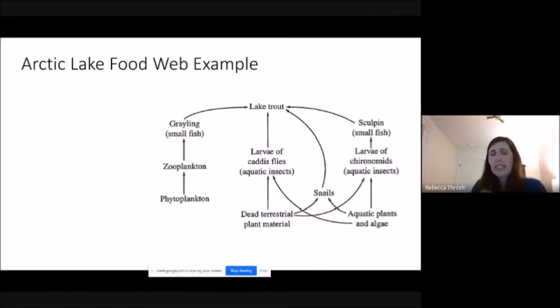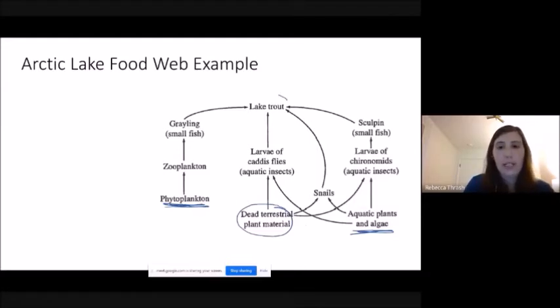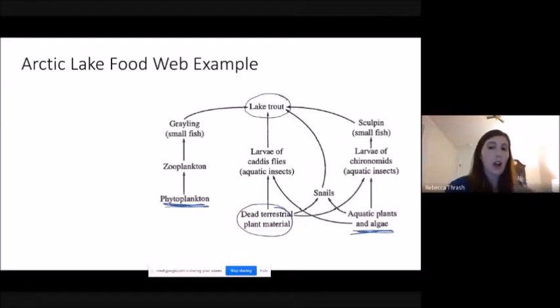So let's take a look at a more complicated example of feeding relationships within an ecosystem. So here I've got another aquatic example, an Arctic lake food web, and we've got some organisms here that are obviously going to be producers. They're phytoplankton. Here are some aquatic plants and algae that are going to be able to photosynthesize. But then you've also got some dead decaying matter, you've got smaller organisms, and then finally the lake trout, which would be our top consumer or top carnivore.